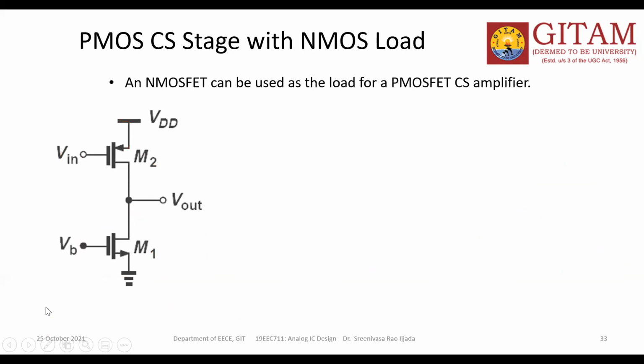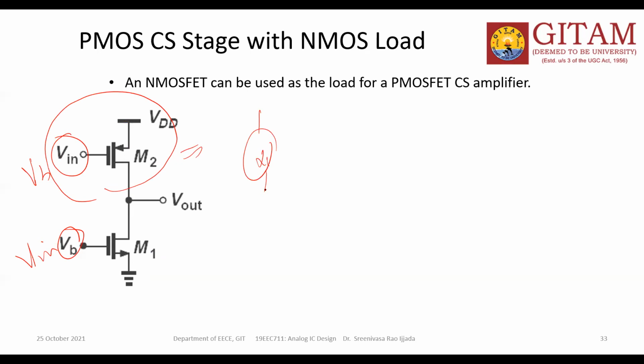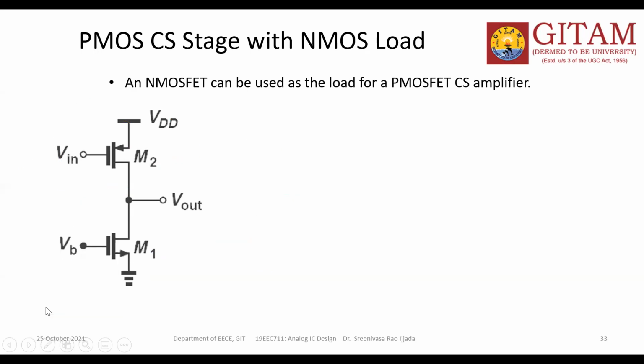Earlier, this is VB and this is Vin. In this case, this is M1 and this is M2, acting as a constant current source, and this is the device like this. But now in this picture, I changed it. Now the input is applied to the PMOS device and biasing is applied to the NMOS device. That means this is the constant current, acting as a constant current source like this.